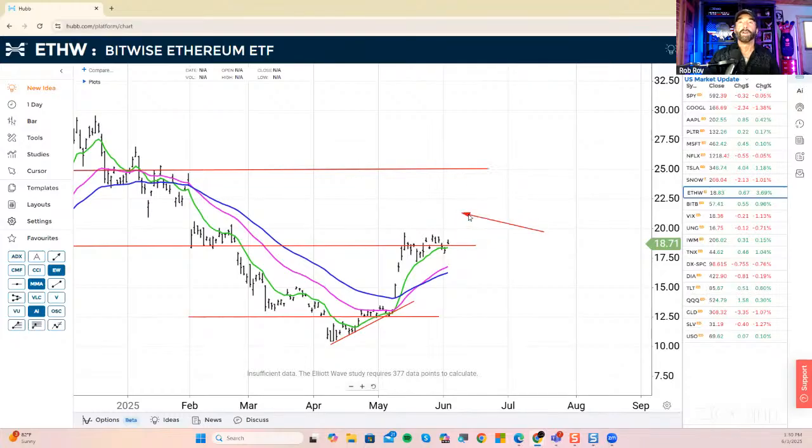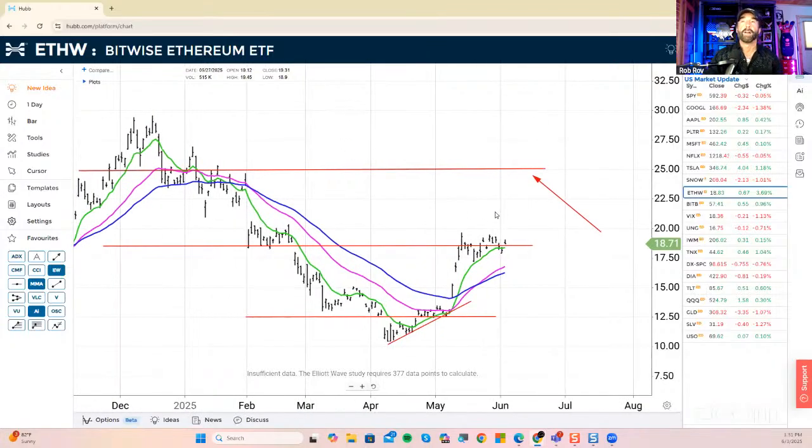where if Ethereum can catch a bid, we had this big quick move up, and we've been consolidating for going on 3 weeks now in the same exact area that we consolidated in February. And if we can break higher from here, and that's an if, it has to do it first. If we can break higher, then I think we have a quick run on the ETHW up to 25, but we're not there yet. We need a break with a follow through.